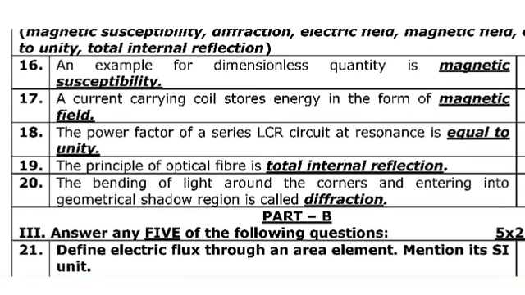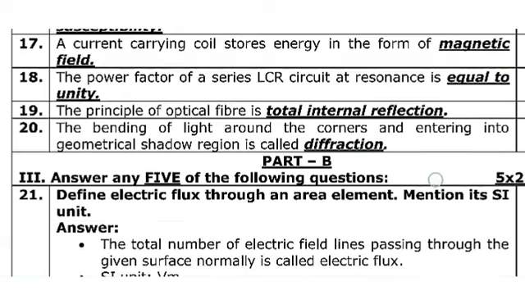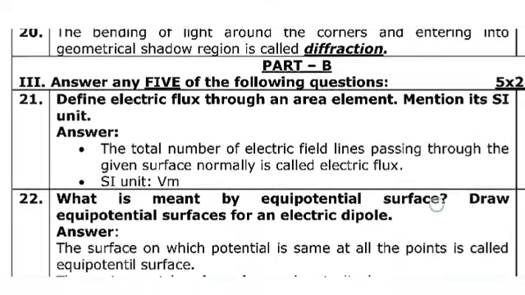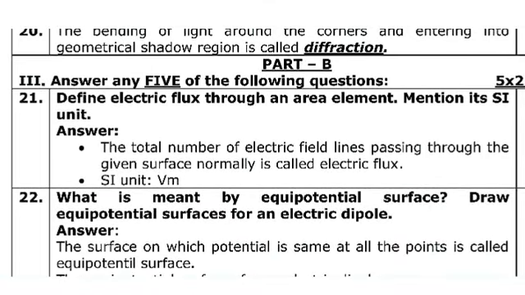The principle of optical fiber is total internal reflection. Next, the bending of light around the corners and entering into geometrical shadow region is called diffraction. Okay, bending of light around the edges of obstacles is called as diffraction. Next, moving to part B.